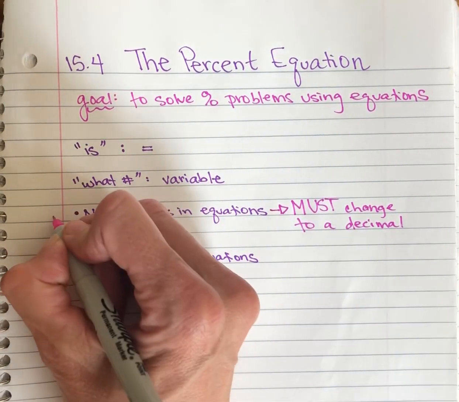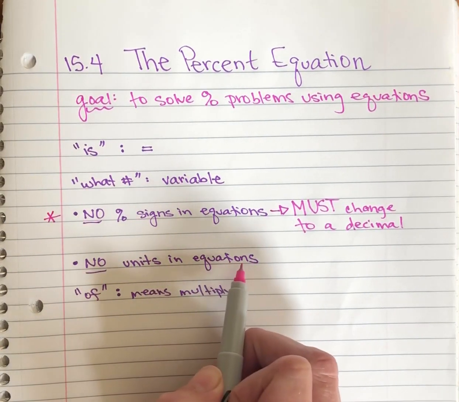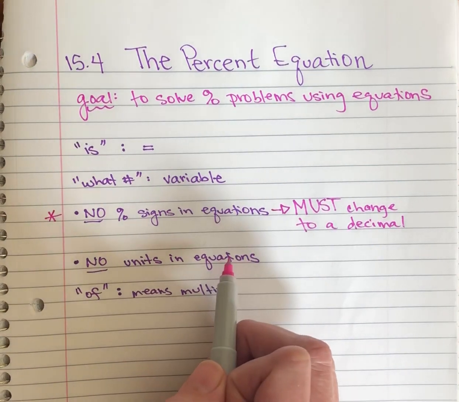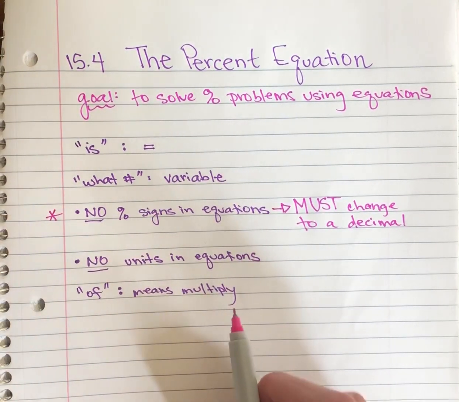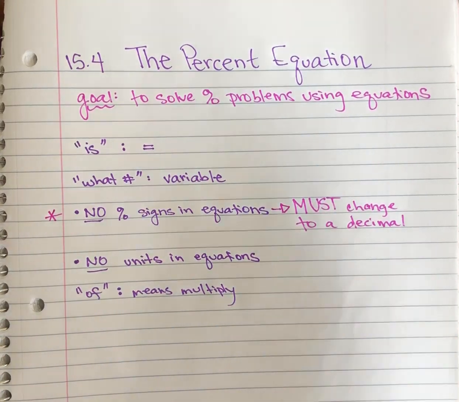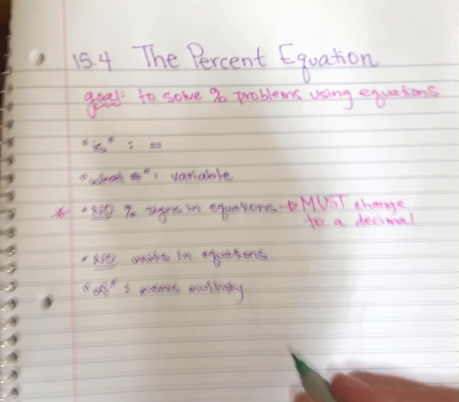So I'll put a little star next to it, okay? We don't include units in our equations, so if it's a word problem, we leave out the units and then we can plug them into our answer. And finally, the word of is going to indicate multiplication. Okay, let's try a couple problems together.